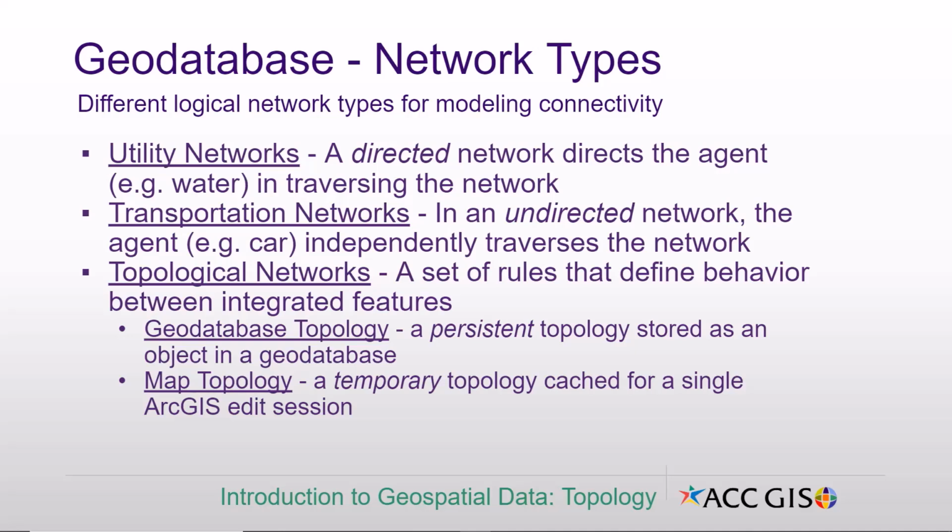Topological networks are a set of rules that define behavior between integrated features. And we can break topological networks into two types: geodatabase topology and map topology. Geodatabase topology is a persistent topology that is stored as an object in a geodatabase. It persists in the geodatabase. Map topology is a temporary topology cached for a single ArcGIS session. So map topology only exists for the length of an ArcGIS edit session, while geodatabase topology is an object that's created in a geodatabase and persists as long as you have it in the geodatabase.